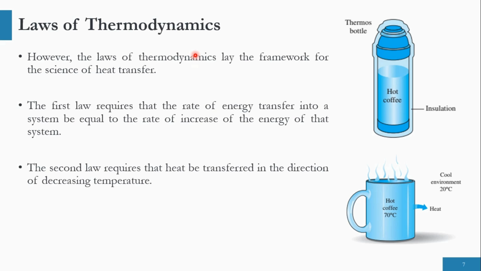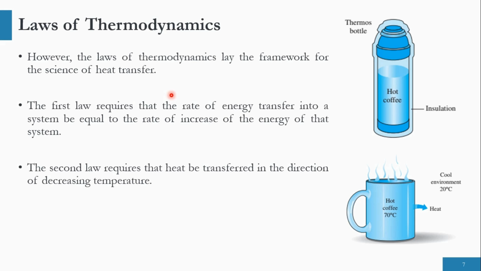What are those laws of thermodynamics? The first law requires that the rate of energy transfer into a system must be equal to the rate of increase of energy of that system. We all agree that if you add 20 joules to a system and its initial energy was 100, with the addition of that 20, it should be 120. That is the first law of thermodynamics for energy.